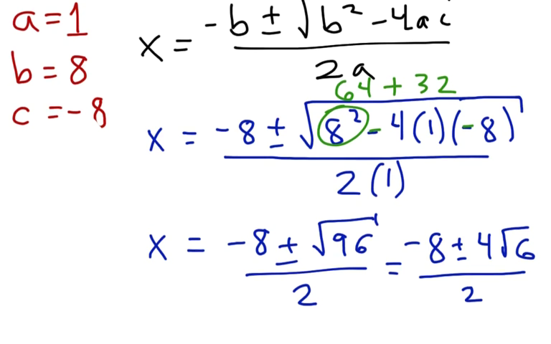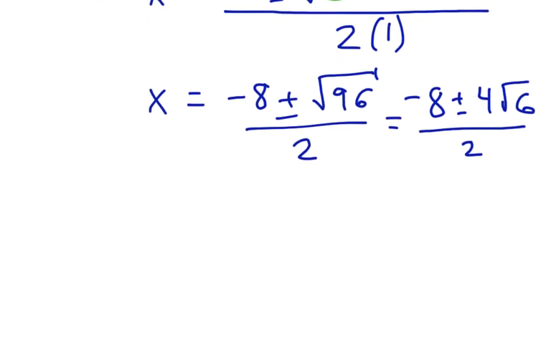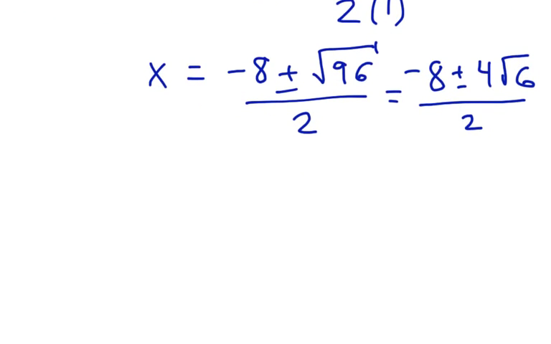And then I can go a little further here because every term is now divisible by 2. By that I mean I'm looking at this negative 8 term is divisible by 2. This 4 square root of 6 is divisible by 2, and of course 2 is divisible by 2. So let's knock every term here down by 2.